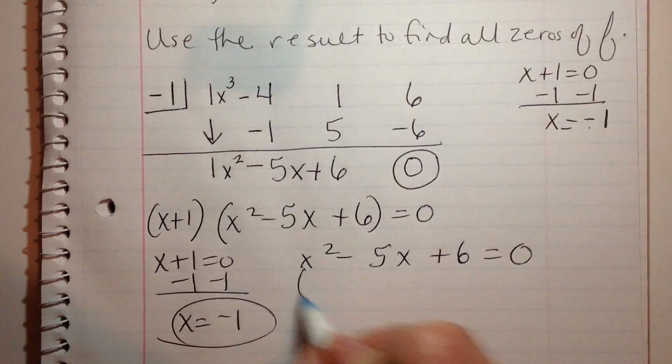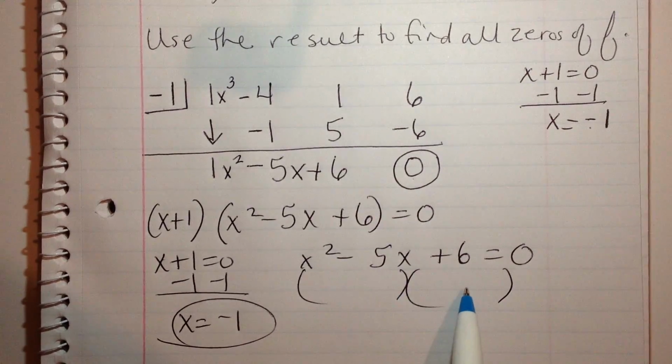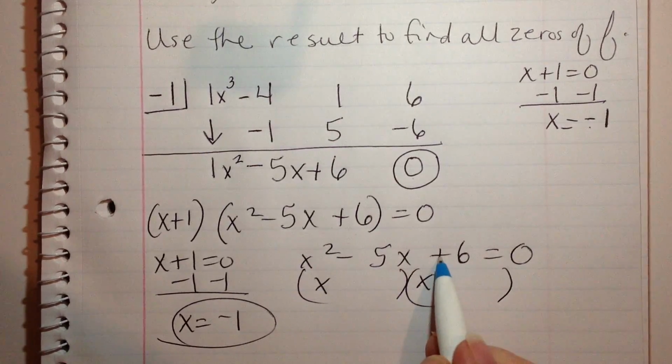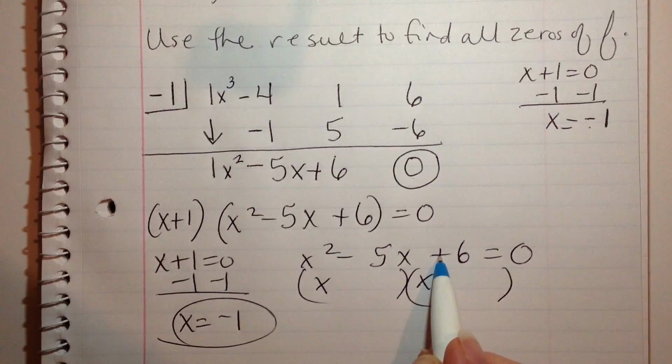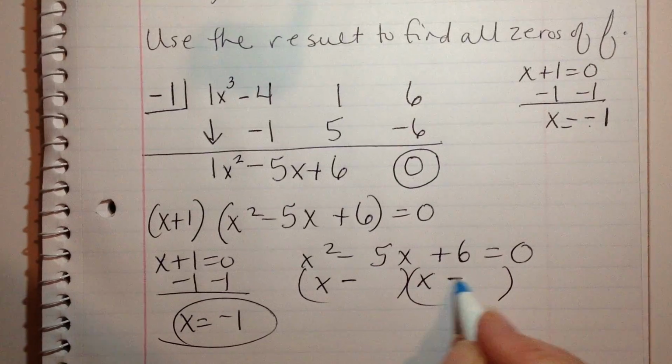Let's try to factor. We'll factor this trinomial into two binomials. We'll factor x squared into x and x. The back sign's positive. That tells me signs are going to be the same. Look at the one at the front. They're both going to be negative.